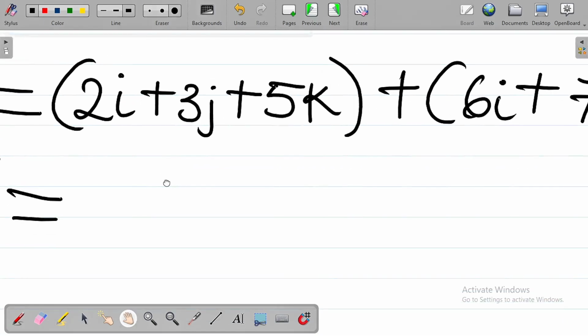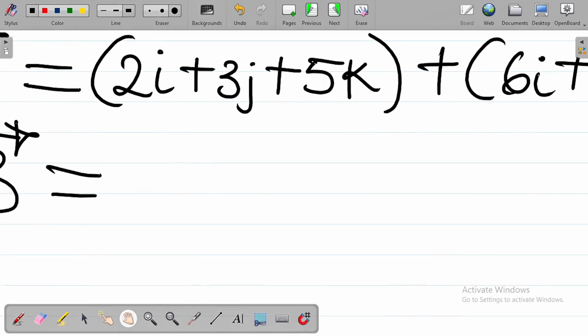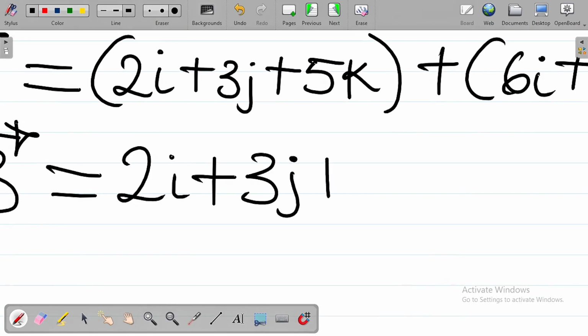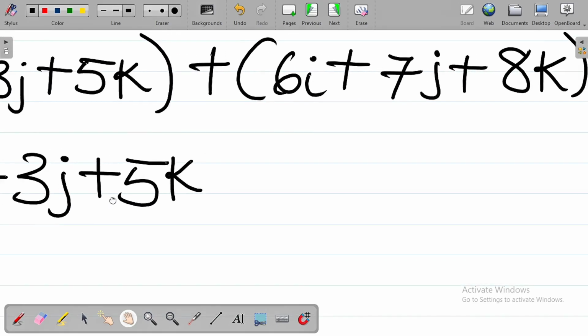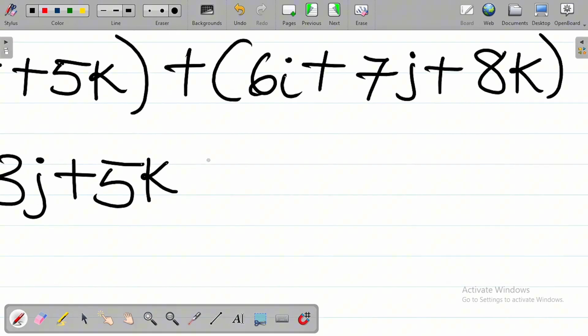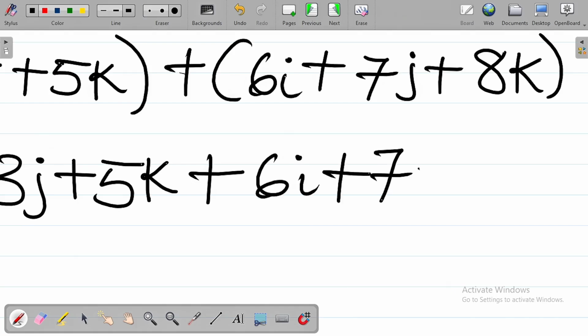Our next task here is to open up the bracket. So we have 2i plus 3j plus 5k, plus, we multiply what you have inside the bracket. So the plus sign multiplies 6i, it is 6i, and then plus 7j plus 8k.